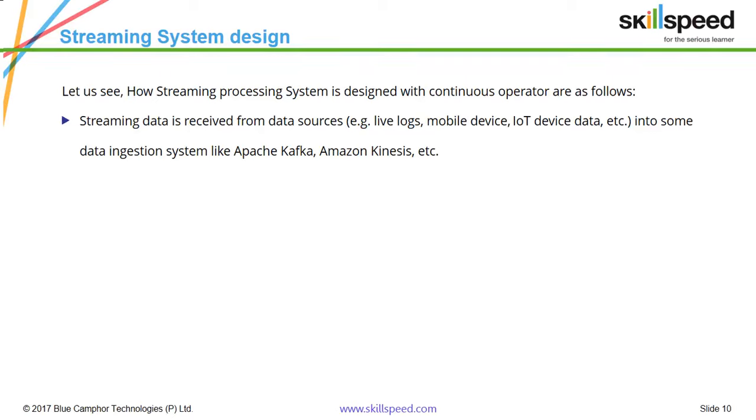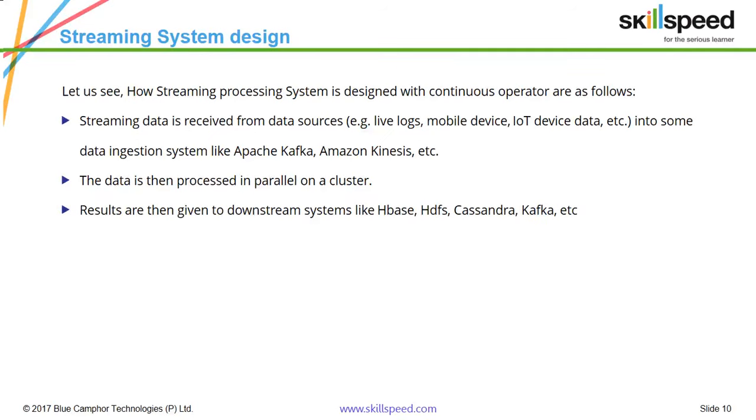In order to ensure that all the data is captured and stored in a fault-tolerant system, the data is first consumed in a cluster such as Kafka. Then your Spark streaming application can connect to the Kafka cluster and start streaming the data. The data is processed in parallel in the cluster. And once you have the result, the results are again streamed downstream to systems like HBase, Cassandra, or HDFS.